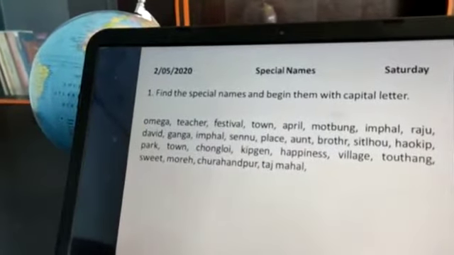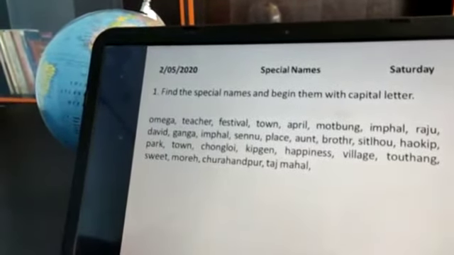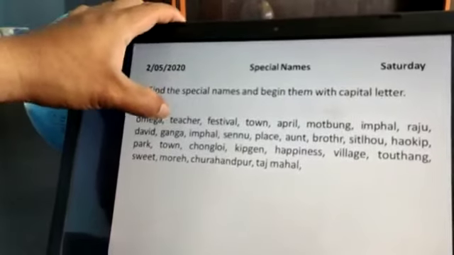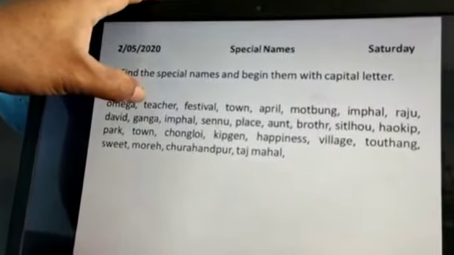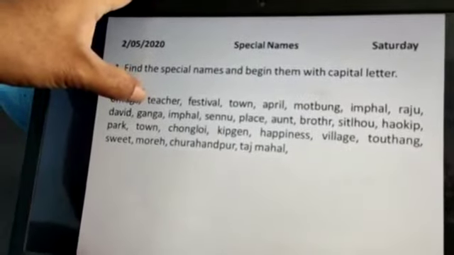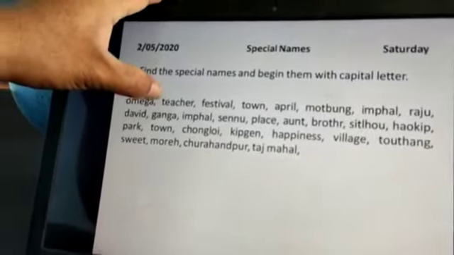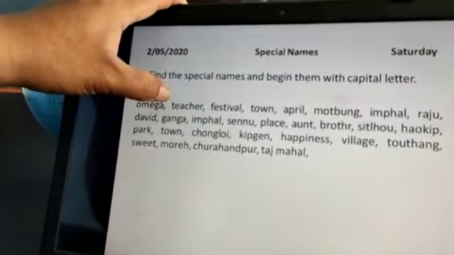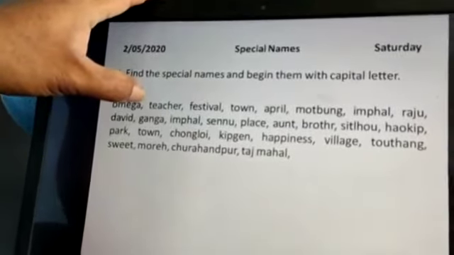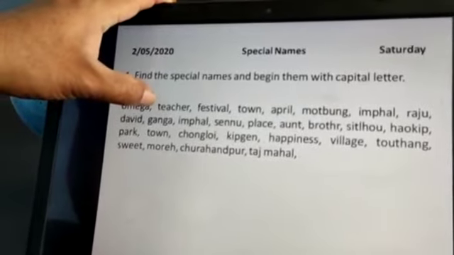I'll give you some examples. Teacher. T should not be a capital letter, as teacher is not a special name. It's a common noun. But if it is Miss Senu, Sir Huptang, Sir K. Sitlhou, then I like capital letters. But teacher is not in capital letter.